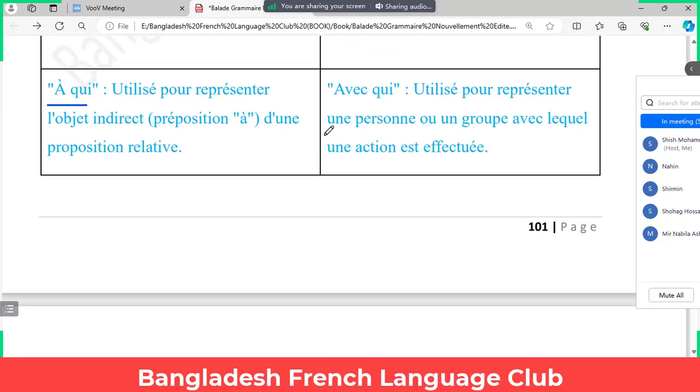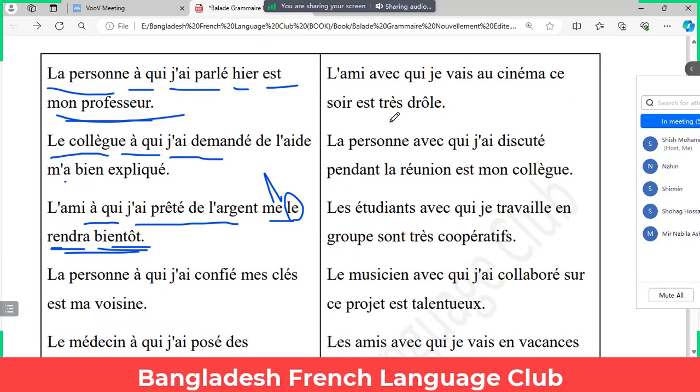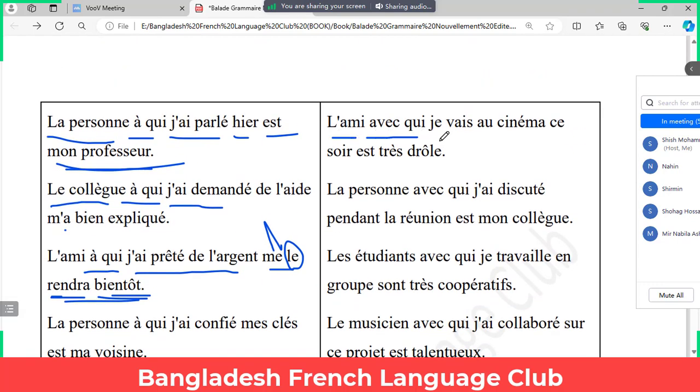So now we have the last one, avec qui. Avec qui, used in the same way, utilisé pour représenter une personne ou un groupe avec lequel une action est effectuée. It represents a person or a group. Okay, let's see. L'ami avec qui je vais au cinéma ce soir est très drôle. Same thing. The friend with whom, this is with whom, right? With whom I'm going to the cinema this evening is very funny, right? Est très drôle.